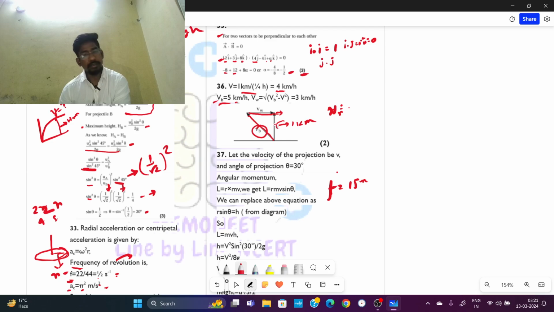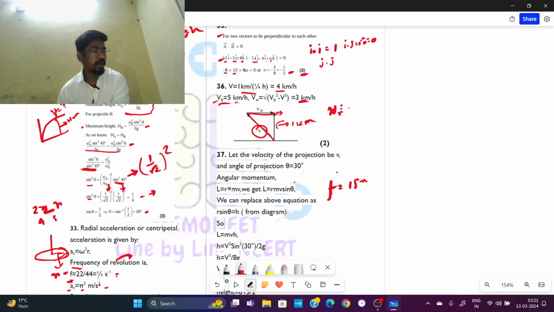You will get v square minus v square, right? So v square equals to, vb is 25, I think. This is 16. 25 minus 16 means 9, that is 3 kilometer per hour. That is the velocity of the water. Okay. Now moving on to the next question.